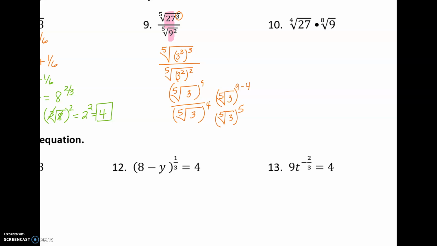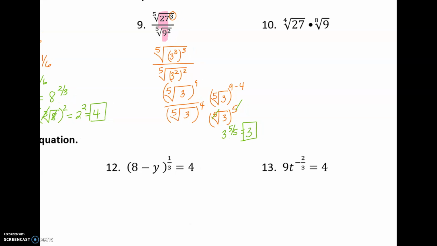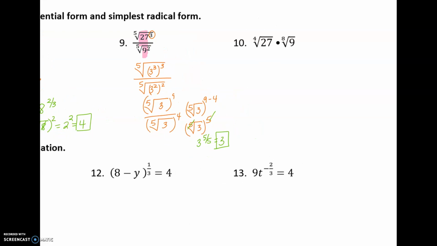Well, what happens when you have something raised to the same power that you have index? It goes away. And this is because it's really the same as 3 to the 5 over 5, right? And 3 to the 5 over 5 is 3 to the 1st, or 3. Again, here I'm seeing 27 and I'm seeing 9. So I'm going to make this the 4th root of 3 cubed times the 8th root of 3 squared. I'm going to turn these into exponential. So this is base 3 to the 3/4 times base 3 to the 2/8.